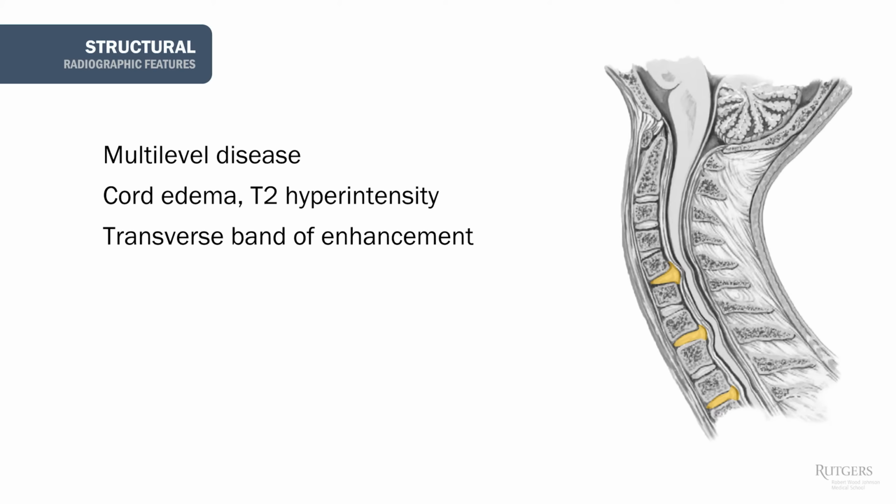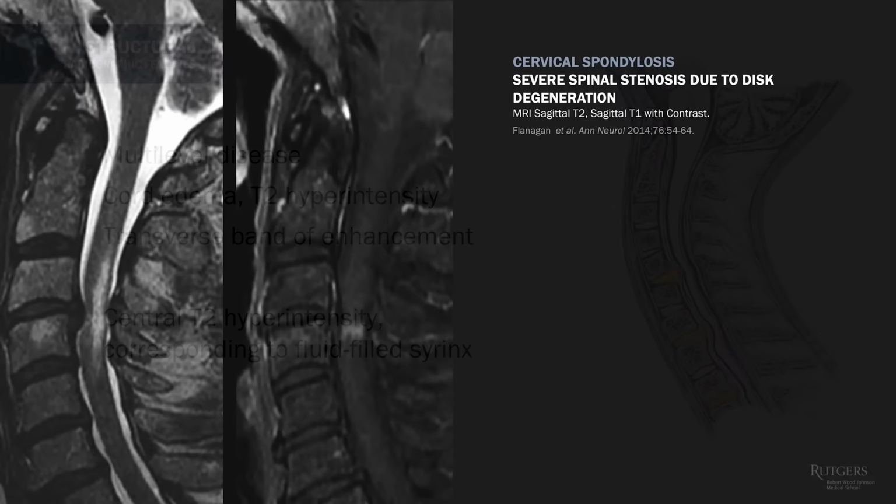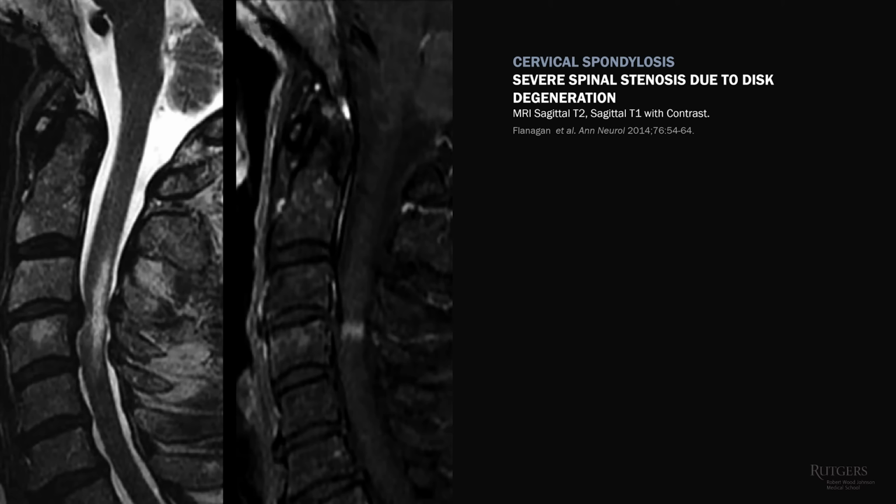Finally, in syringomyelia, you see the fluid-filled space in the center of the cord. Once again, sagittal MRIs through the center of the spinal cord with the patient looking to your left. The first image is T2, and the second is T1 with contrast.